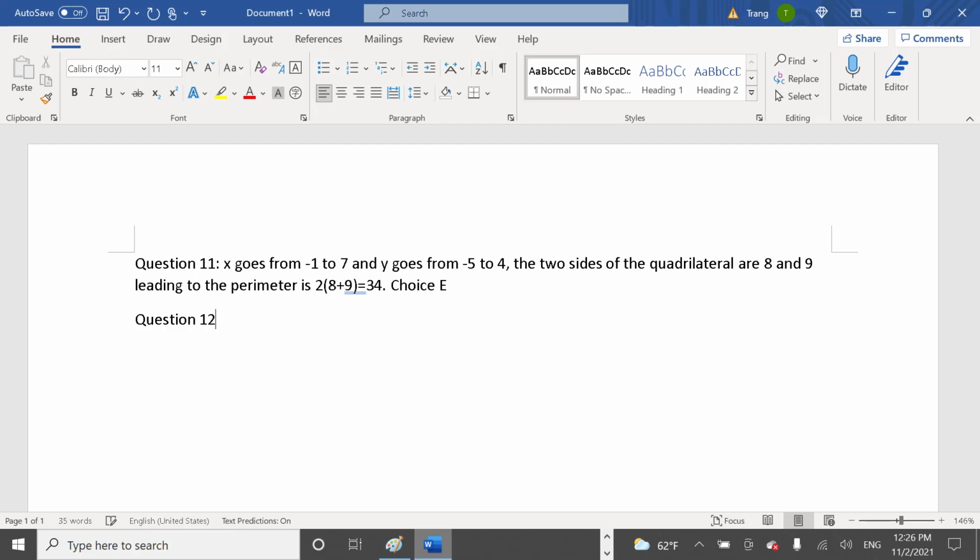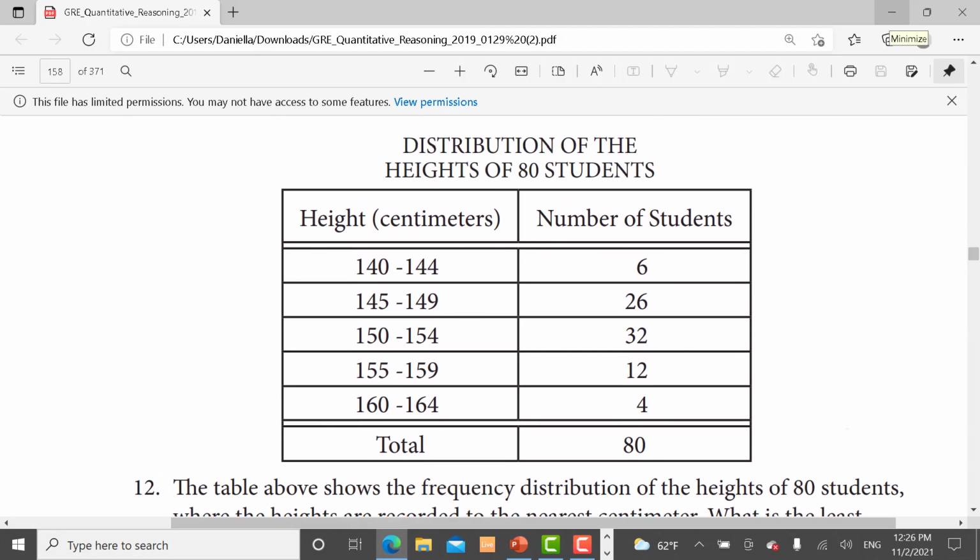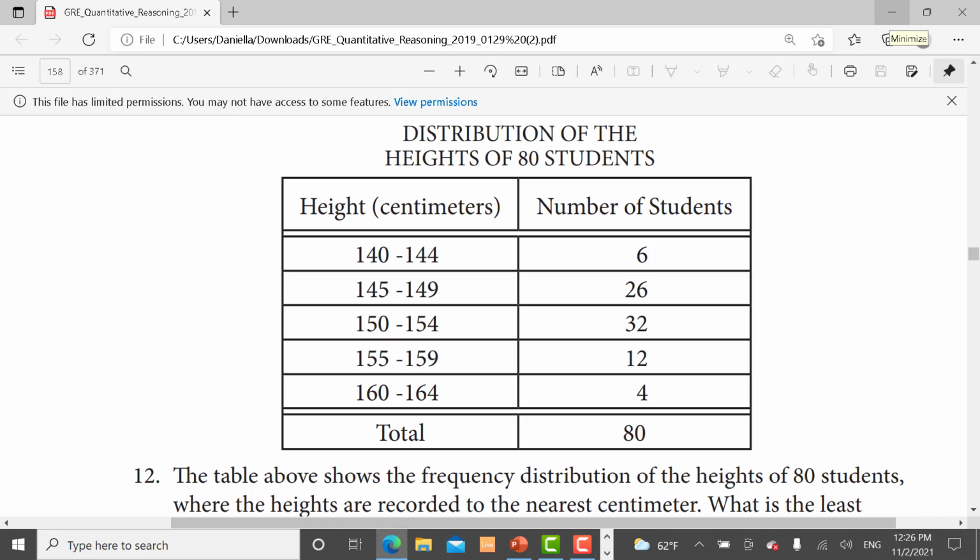Now question number 12. The distribution of the heights of 80 students. Here, the data set is summarized using a table where the possible values of the height of the students are classified using equal length classes. For example, the first class goes from 140 to 144 centimeters. The second class is 145 to 149, then 150 to 154, 155 to 159, and so on.